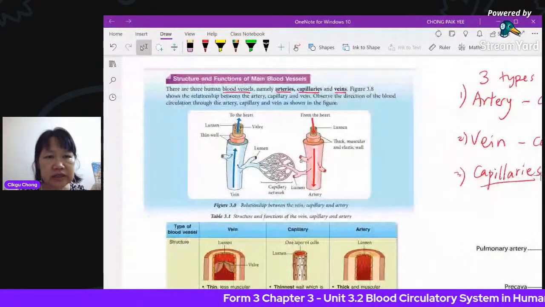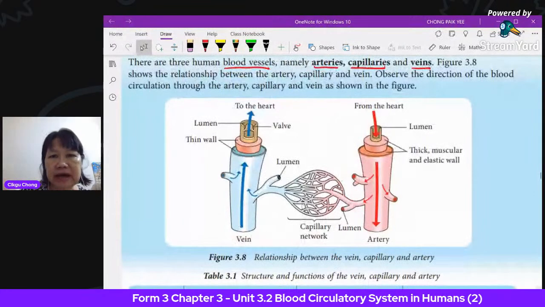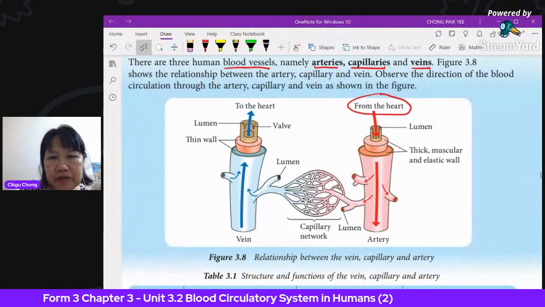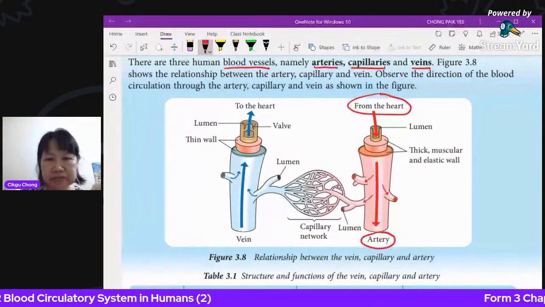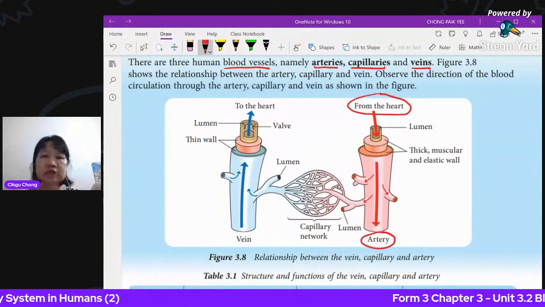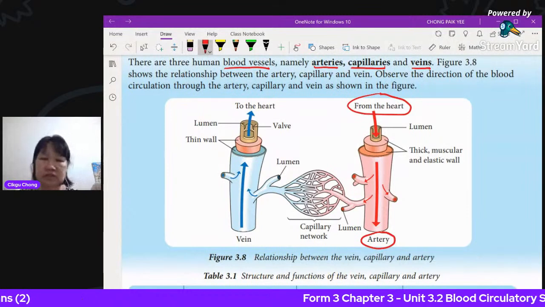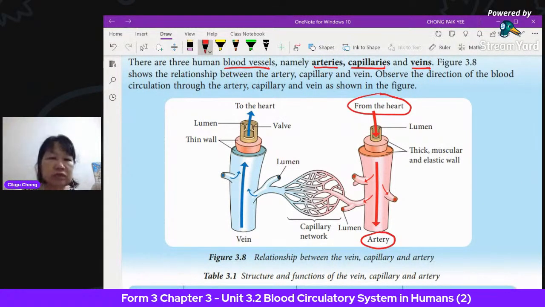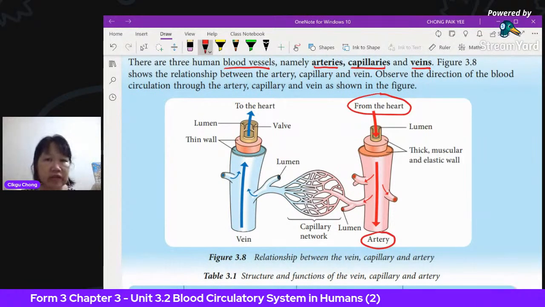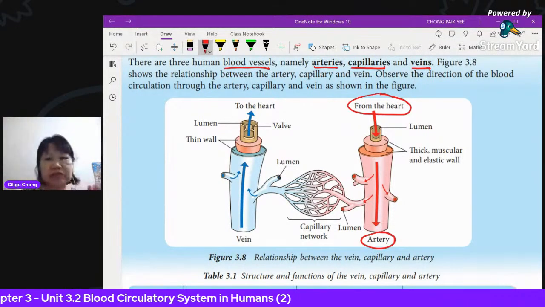You can see from the heart. If the blood comes from the heart, this one is considered artery. So you must see the direction. Whenever they draw this picture, they will always give you the direction. If they don't give you direction, sometimes you cannot know whether it's an artery or vein. But sometimes you also can see because of the lining, the thickness. First, you will see the difference in the structure.